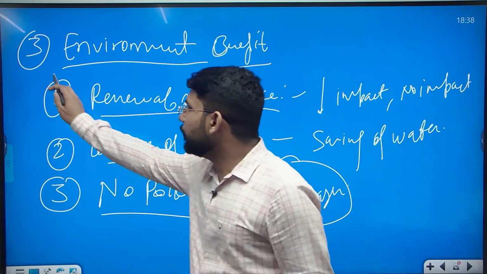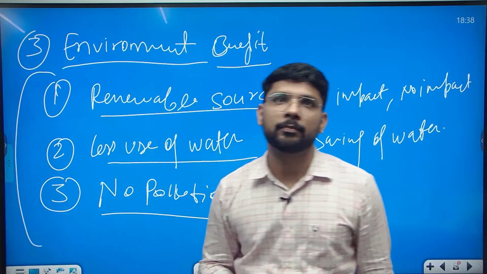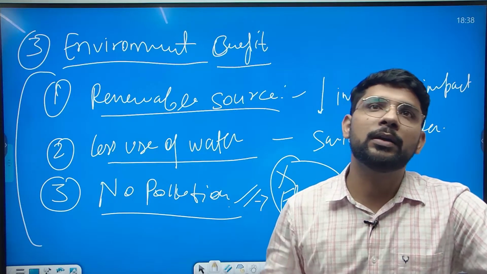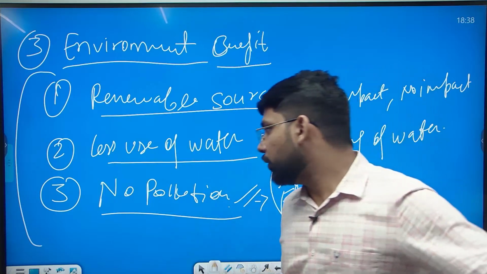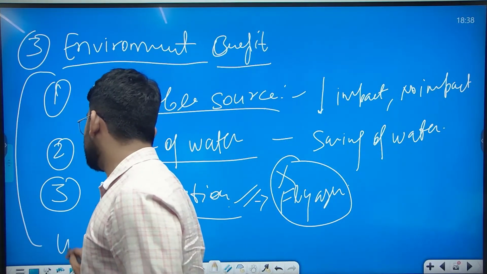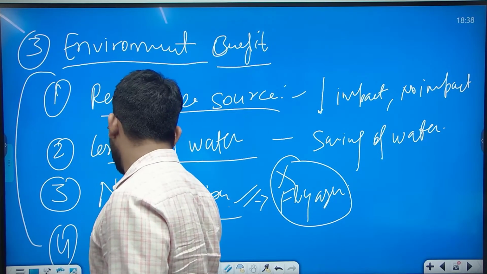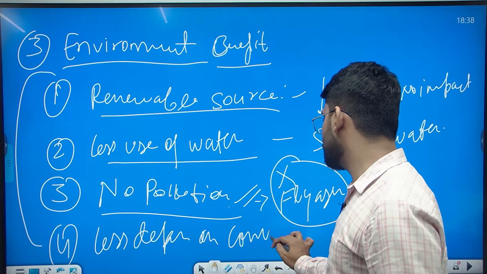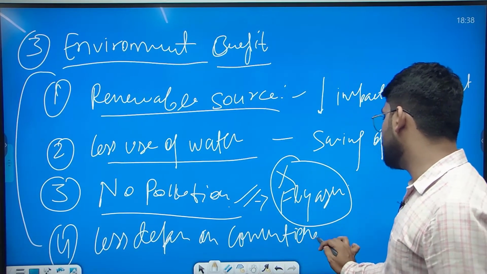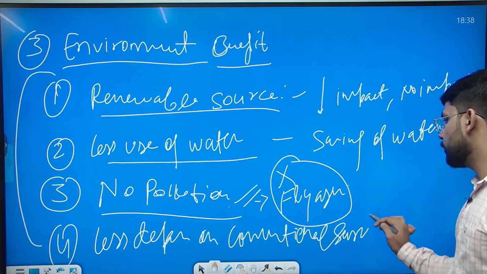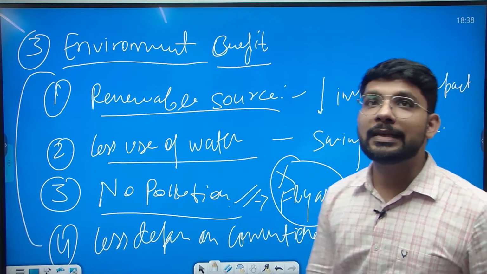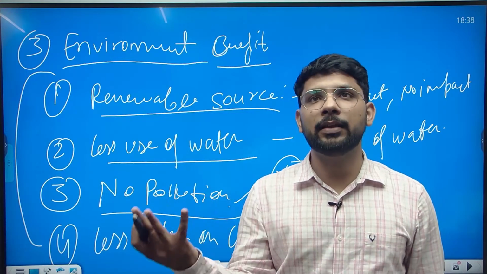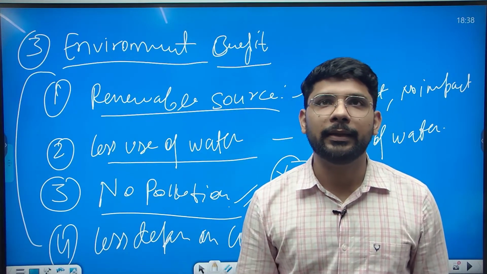So these are some of the environmental benefits which you can write: the renewable source of energy, less use of water, no pollution. Fourth, you can write about the less dependence on conventional source of energy. So these are some of the environmental benefits when we are generating the electric energy from sunlight.